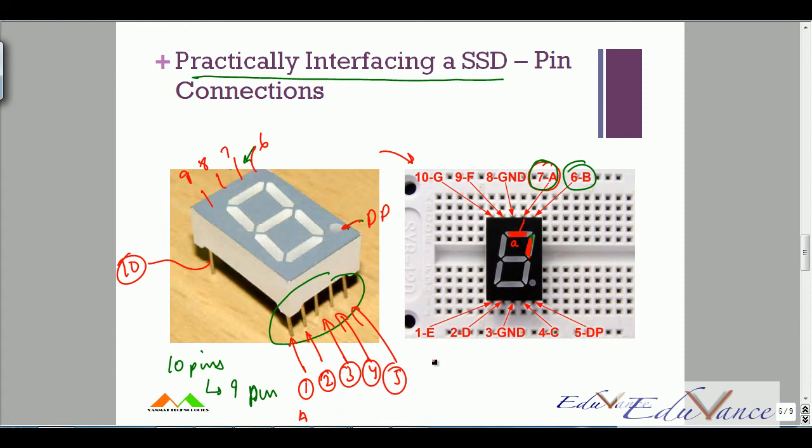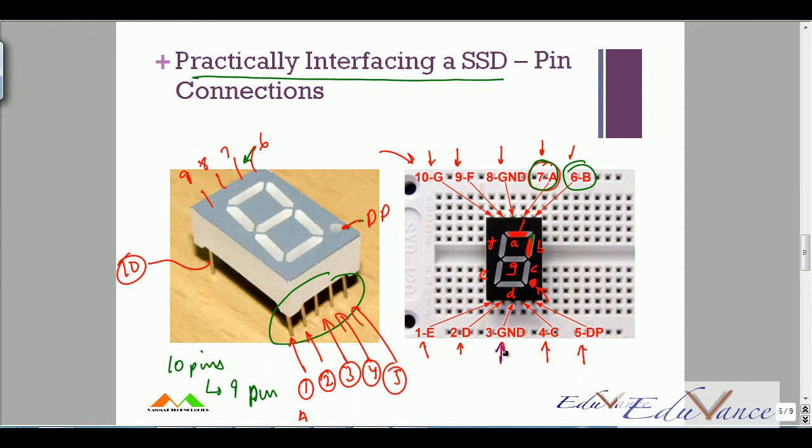So to take it in order, 1 is E, 2 is D, 3 is ground. Now I will come back to this ground pin in a short moment. 4 is C, 5 is your display point, obviously because the display point is closest here, and then I have B, A, again I have ground, I have F, and then I have G. Again, this is A, B, C, D, E, F, and then G. So now I said that I would come back to this ground point.